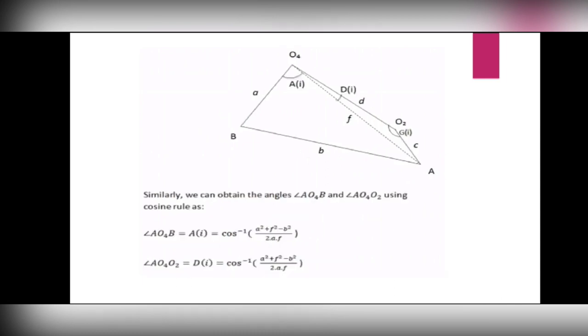As we found the value of F in the previous slide, you can also find the angles a of i and d of i respectively by using the cosine rule. As you can see, angle a of i equals cos inverse of a square plus F square minus b square by 2aF, and angle d of i equals cos inverse of a square plus F square minus b square by 2aF, from the triangles O4BA and O4O2A respectively.